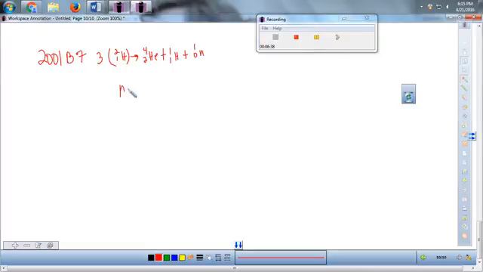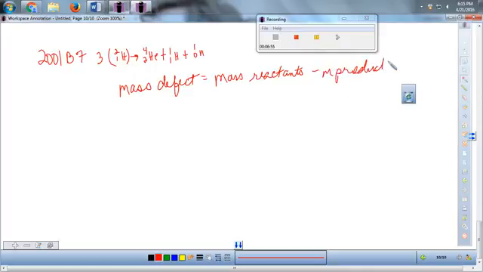The mass effect is equal to the mass of the reactants minus the mass of the products. So mass effect, I'm going to call it delta M, the difference between the two. So the mass of the reactants, I have 3 of those. And each of those has a mass in U's of 2.0141 U. And I got that right from the problem.